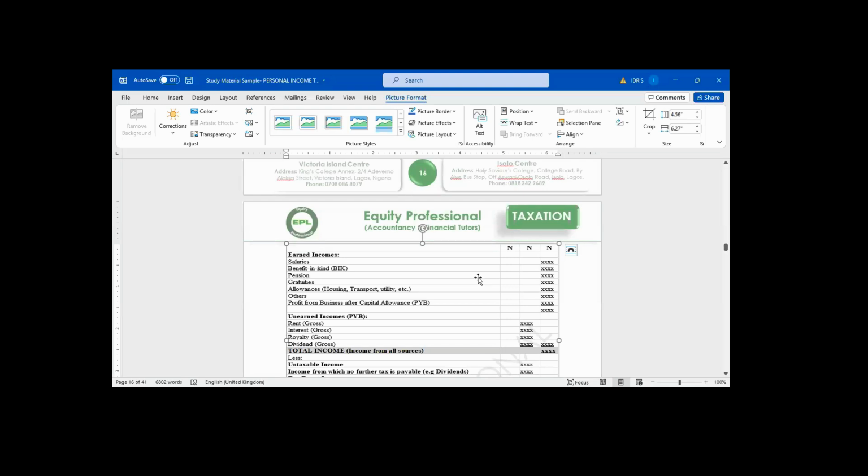On computation of personal income tax formats, when you want to compute personal income tax, you will divide your income into two: earned income and what? Unearned income. When you sum earned income and unearned income together, it will give you what is called total income.